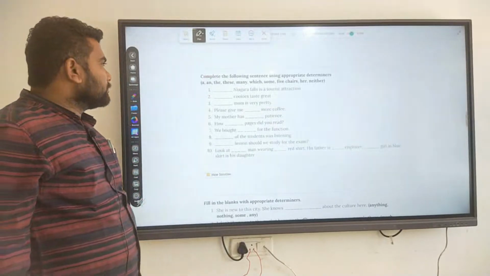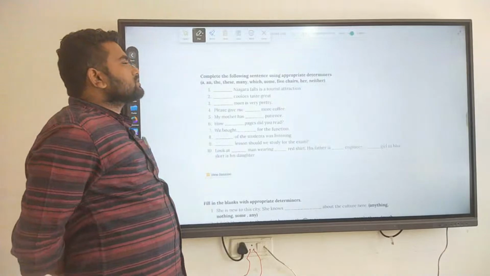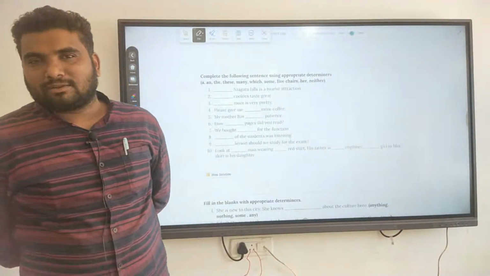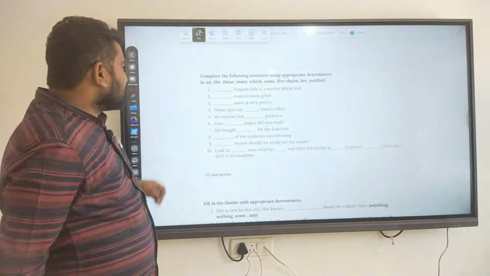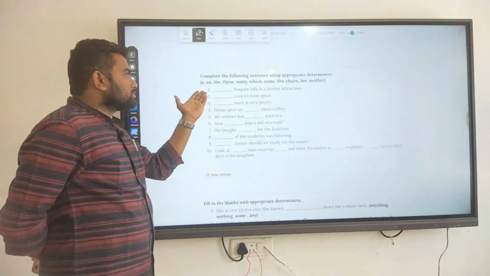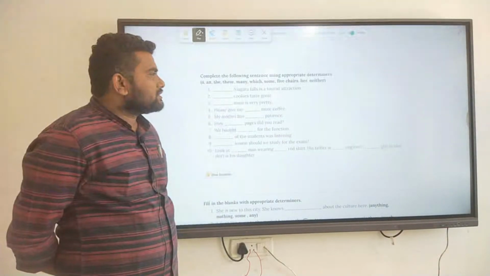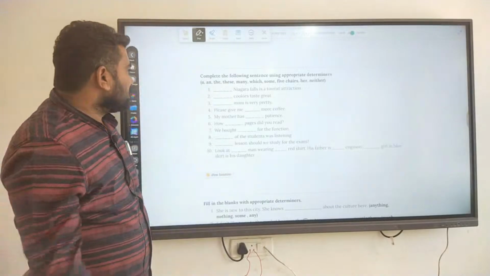I'll read it out for you. Complete the following sentences using appropriate determiners. What is that? Appropriate means what? Suitable. Suitable determiners. So there are already options like a, and, the, these, many, which, some, 5 chairs, her, neither. So let me clear you before teaching.